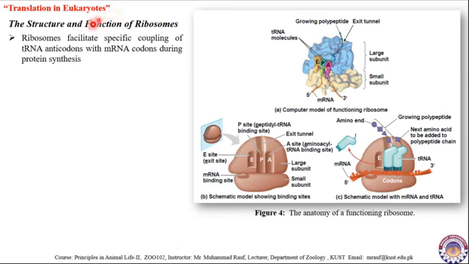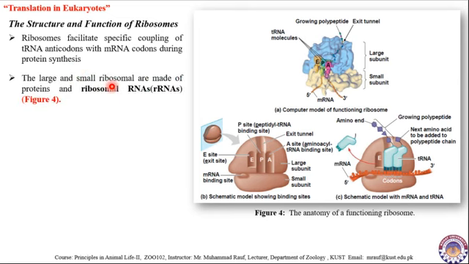So ribosomes are the protein workbenches. They facilitate specific coupling of tRNA anticodons with mRNA codons during protein synthesis. Why am I saying they are protein workbenches? Because in factories there are benches where the workers work, and similarly the ribosome also provides a site, a bench where the messenger RNA and the transfer RNA can interact with each other.